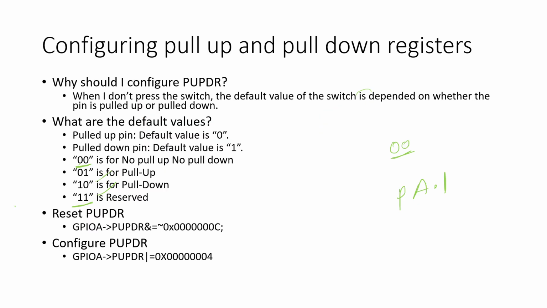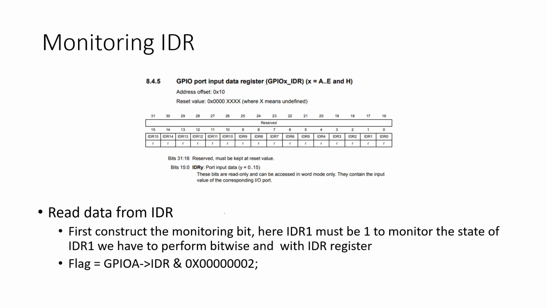So you will first AND assign with this value, so that the respective bits of the pin will be reset, and then you will program it with the necessary value to pull up the pin.